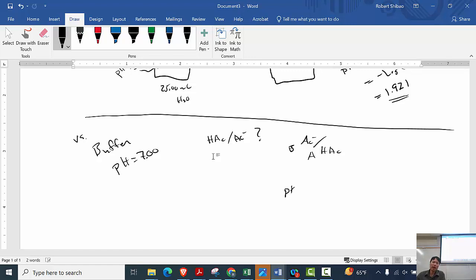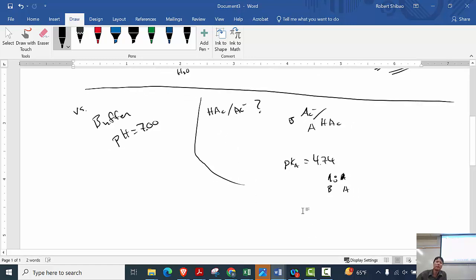And so the pKa of this buffer system here is equal to 4.74. And that's when we have a 1 to 1 base to acid ratio. 1 part of base to 1 part of acid. This is called the optimum pH here. It's optimum because we have equal amounts of base and acid.